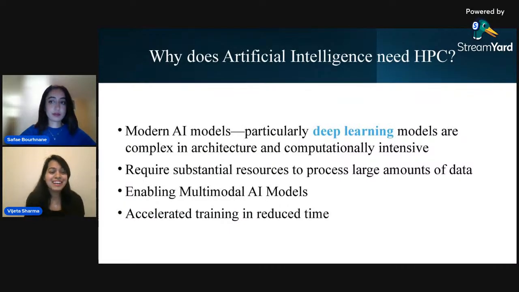AI researchers especially know why deep learning models depend heavily on HPC systems. Here I will give a brief about deep learning models. They are highly complex, and if we go deeper into the layer-wise architectures, they become more computationally intensive and require significant resources to process large datasets. These models are enabled with multimodal capabilities, integrating different data types, for example, text, images, and videos as well. High performance infrastructure is essential for efficiently accelerating training in less time.